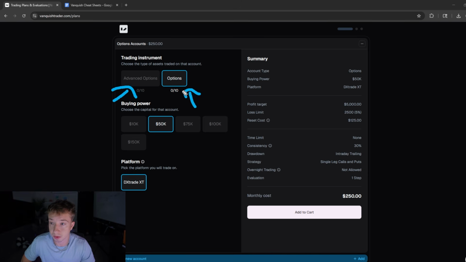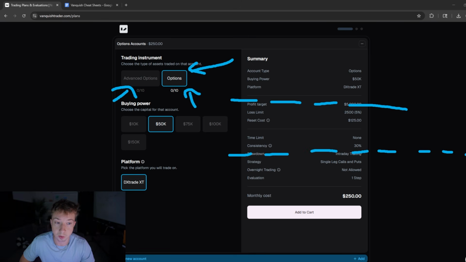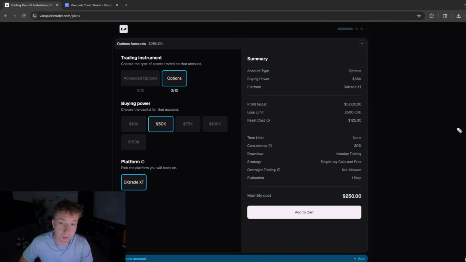On the advanced one, right, it takes at least 4 days to pass. On the options one, the regular basic one, all it takes is 10 trades, which can be done in a single day, which is why it's passable in a single day. Now, with that being said, there's also a 30% consistency rule. So now you guys are going to have to follow along with this as well, right?